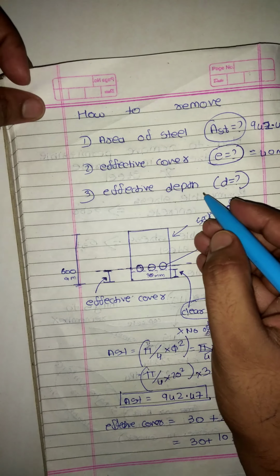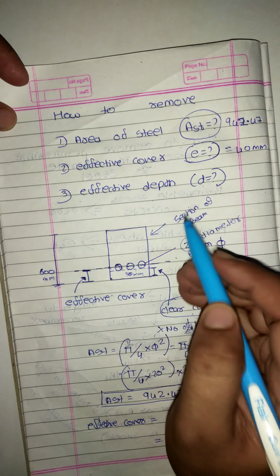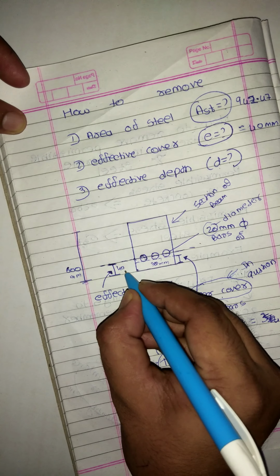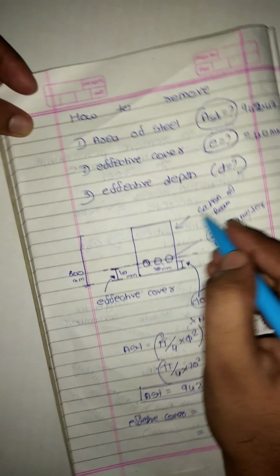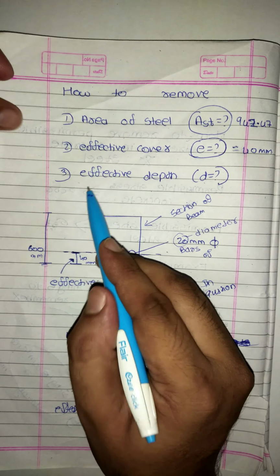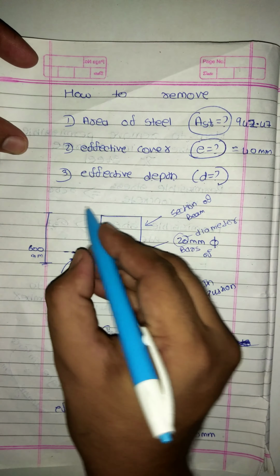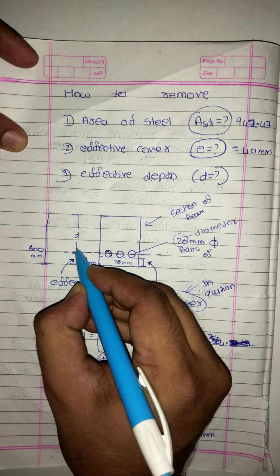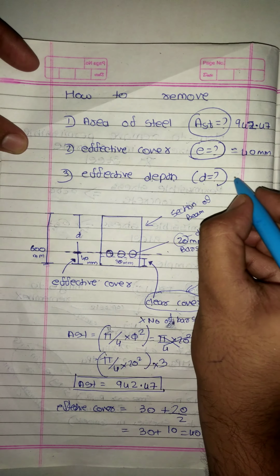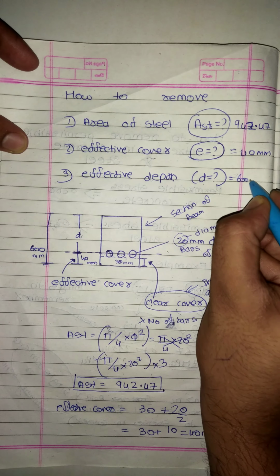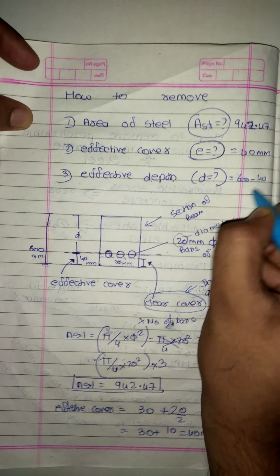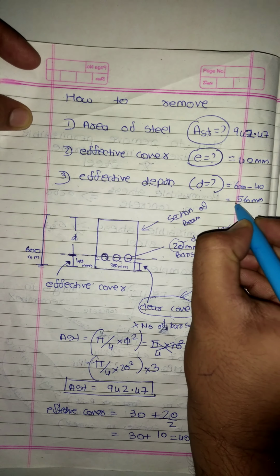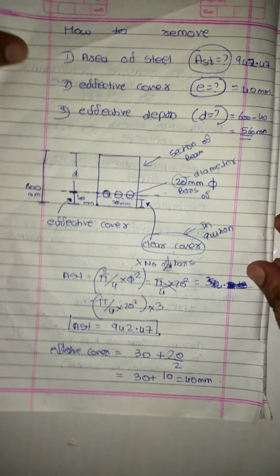How much will be the effective depth? We have got the effective cover equal to 40 mm. So what will the effective depth be? The effective depth is equal to 600 minus 40, which is 560 mm. So this is the effective depth.